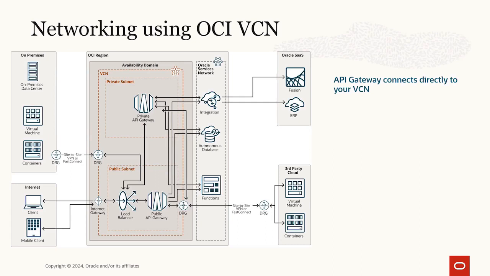And we might have integrations to other backend systems like our ERP, our Fusion apps. And because of the integration on the Oracle Services Network, we can actually store that API gateway in a private subnet and then configure our network rules, our routing, our security list rules accordingly to allow access to and from that service network and those additional SaaS applications.